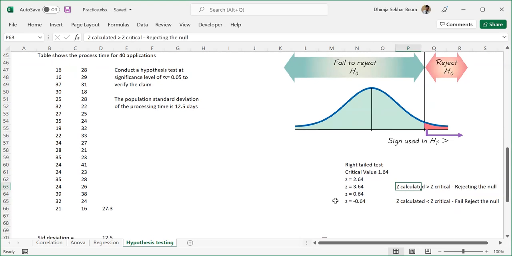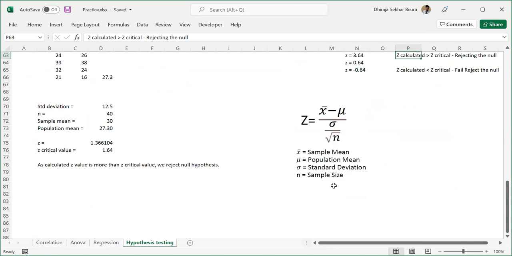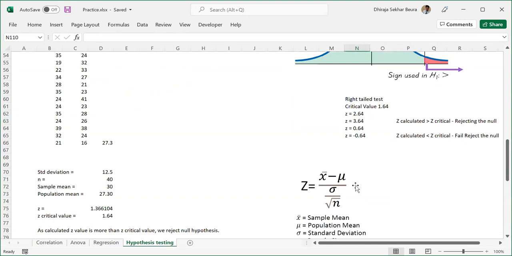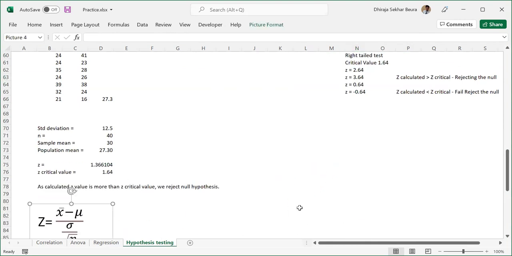No questions? Awesome. Now let me introduce the left tail test. Give me 1 second. So here is the left tail test. Let me just take this to here.